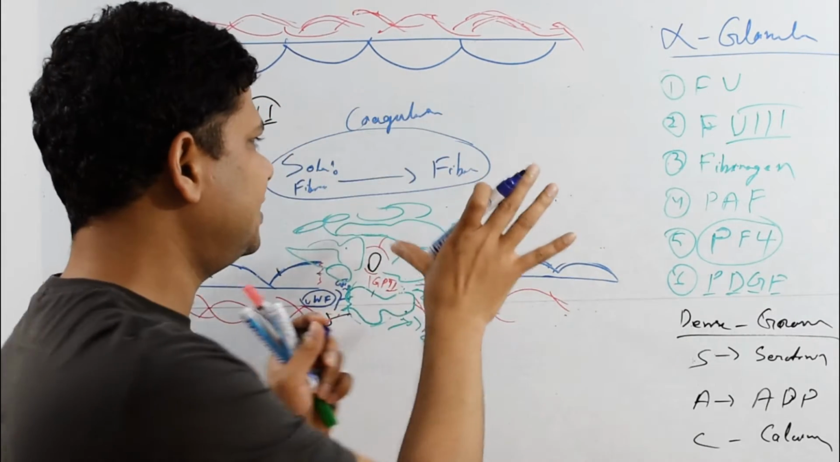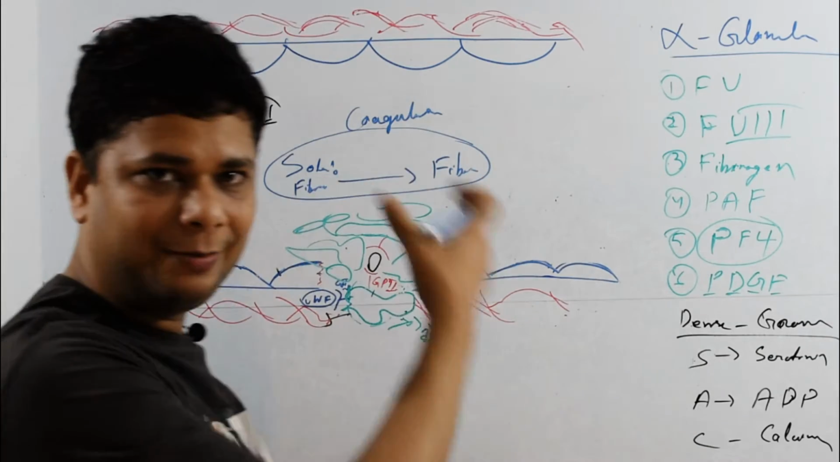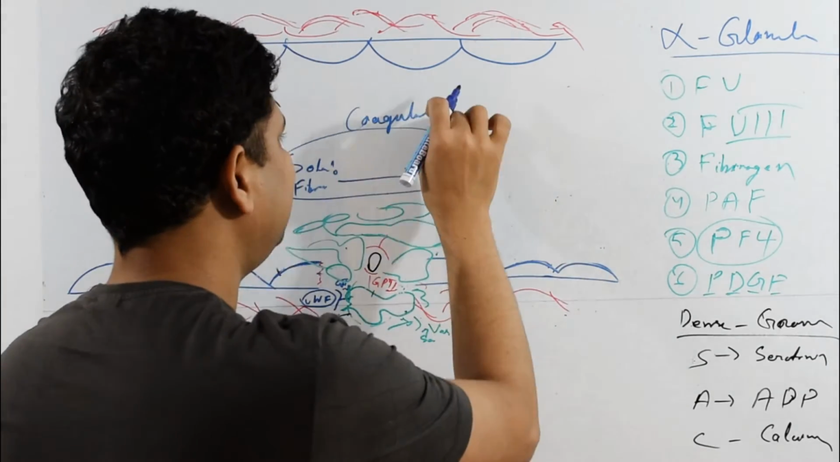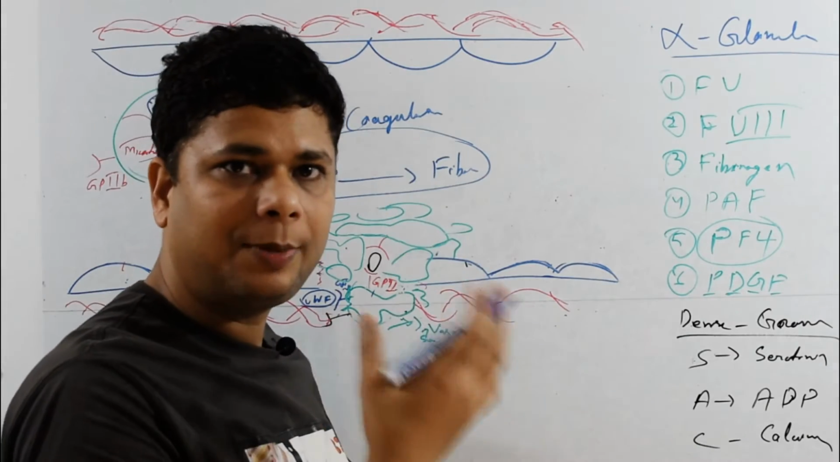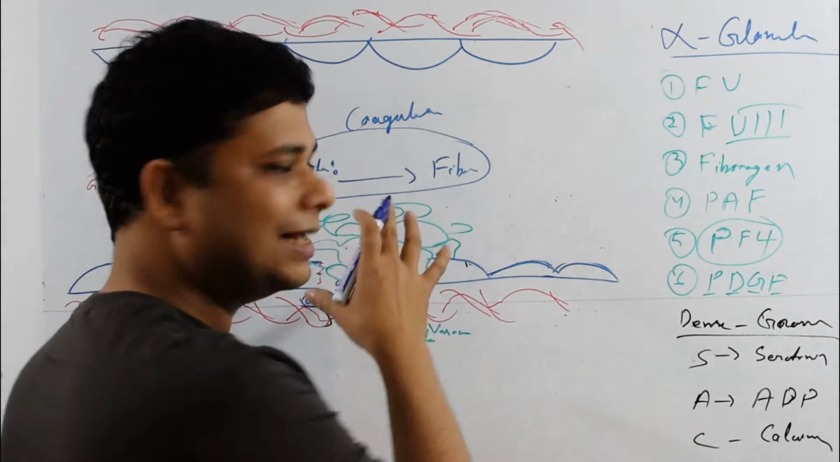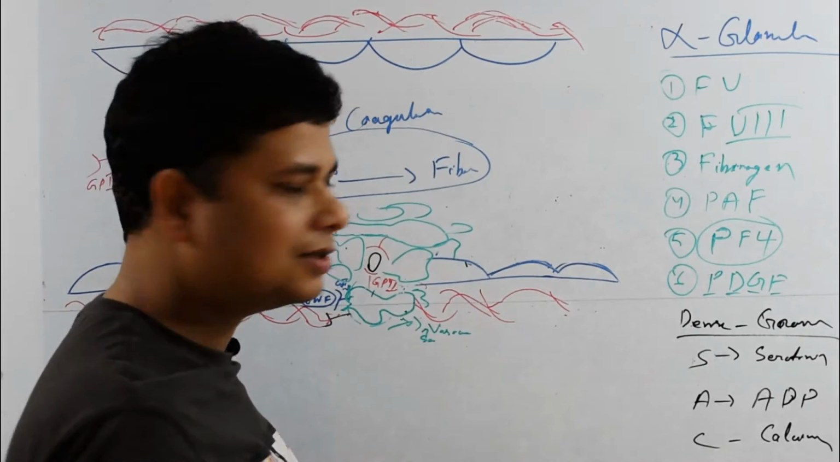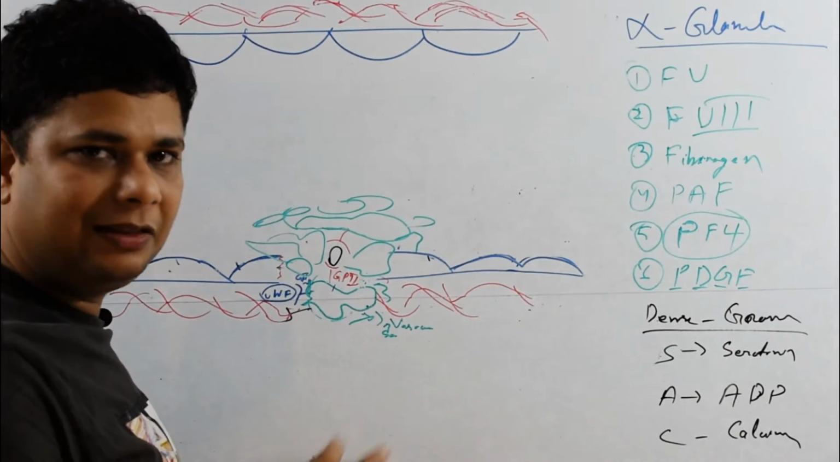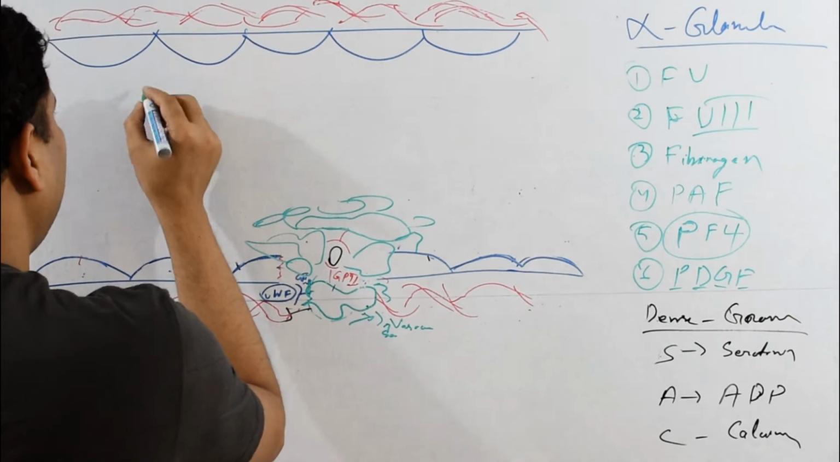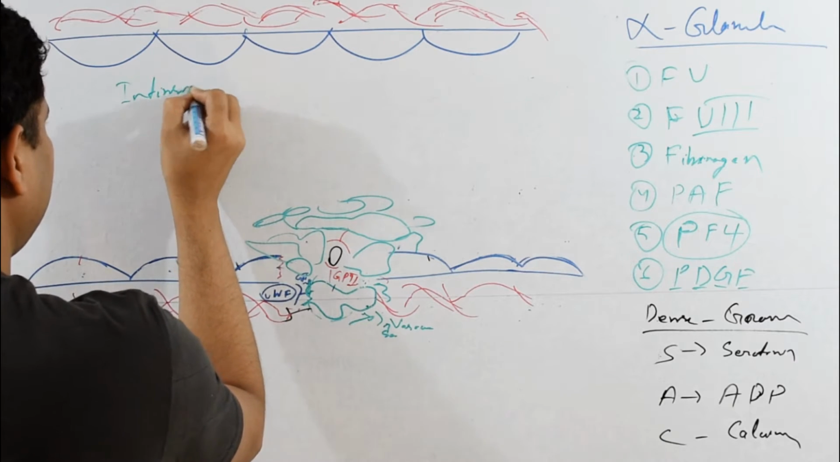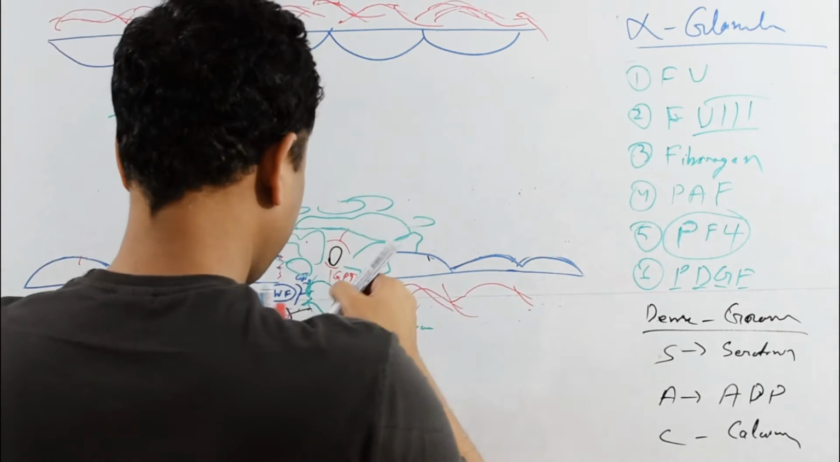Basically, this process is because the fibrin is a part of plasma. So basically, the coagulation process is part of plasma, not part of platelet or any other cell. There are two pathways for coagulation. First, intrinsic and extrinsic.